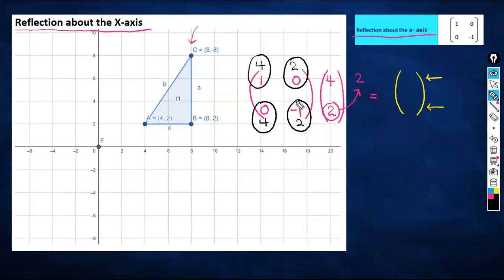Circle each pair and you multiply each pair for the examiner. You multiply. 4 multiplied by 1 is 4. 2 multiplied by 0 is 0. 0 by 4 is 0. -1 multiplied by 2 is -2. To get the answer on top, we add the two values on top. 4 plus 0 is 4. 0 plus -2 is -2. Remember, a plus and a minus is a minus.